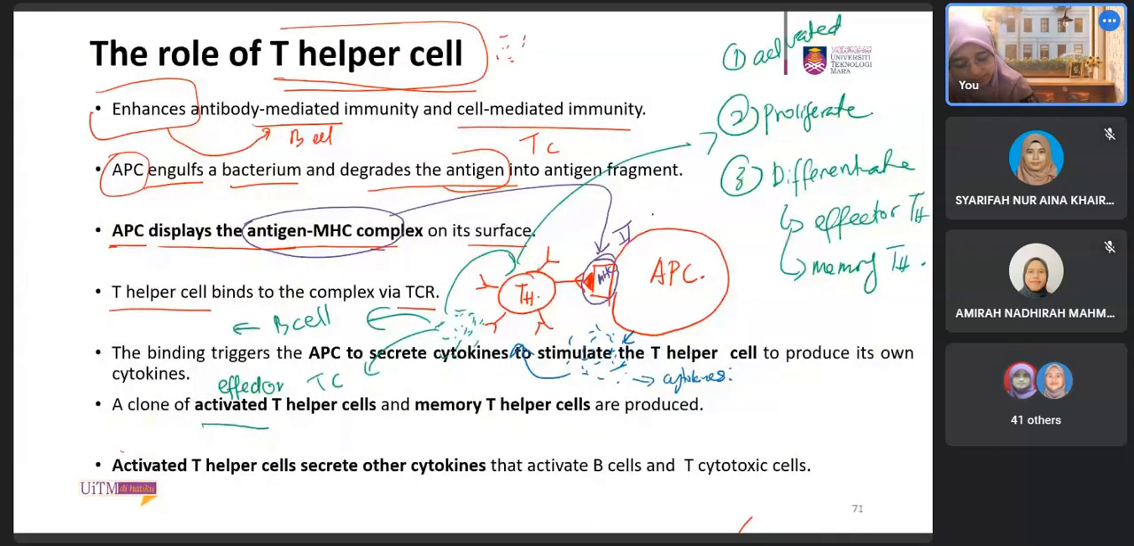B cell in the humoral response, T cell, cytotoxic T cell dalam cell mediated immune response. Okay.